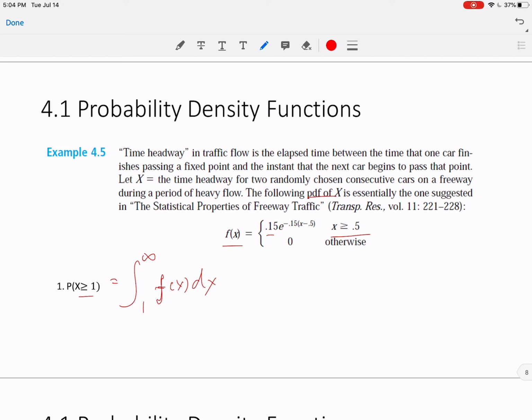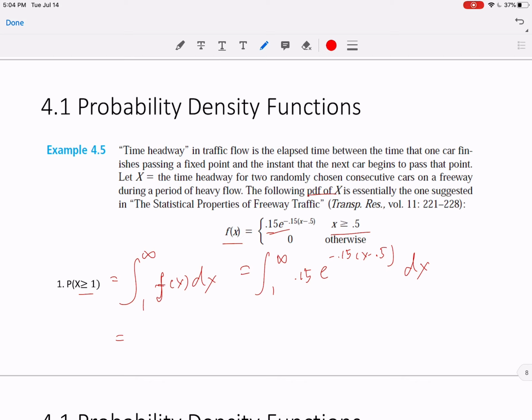Because x is greater than or equal to 1. And then we just do the calculation here. From 1 to infinity, we bring the expression of f of x back into the integration, 0.15 e to the negative 0.15 (x minus 0.5) dx. And then we just need to apply the, no, not power rule, I think this is called the chain rule. Negative e to the negative 0.15 (x minus 0.5), from 1 to infinity.